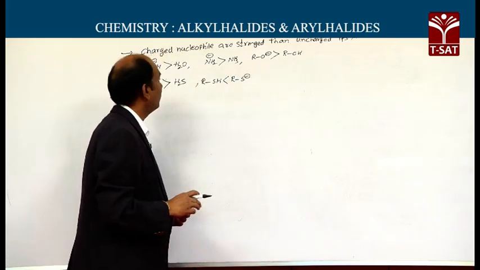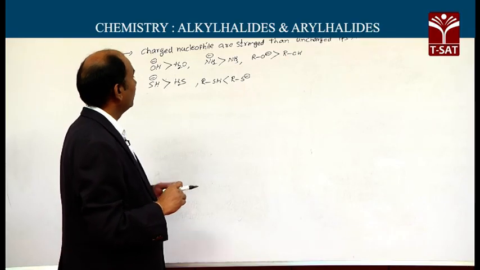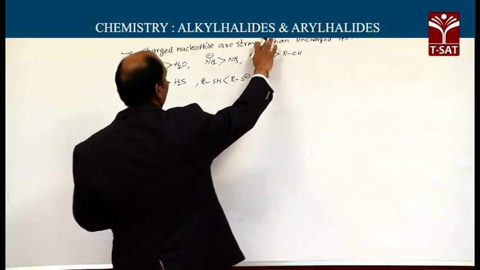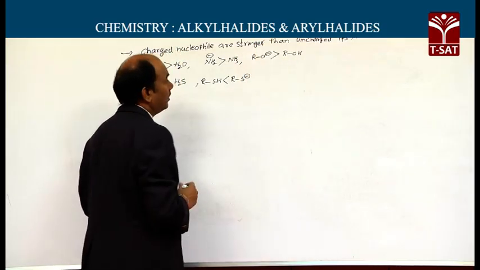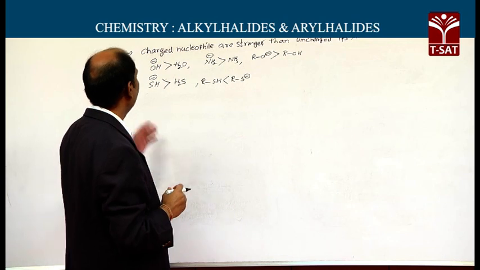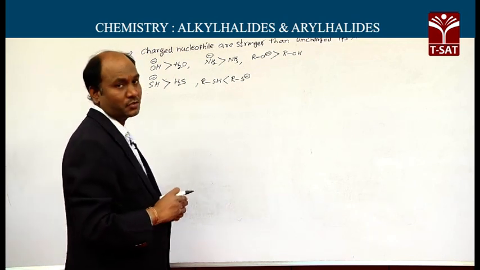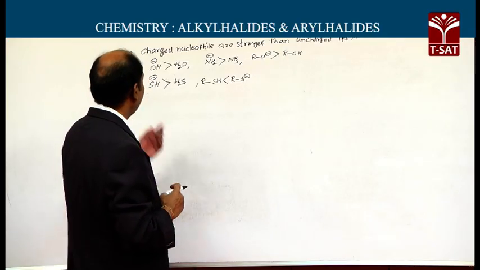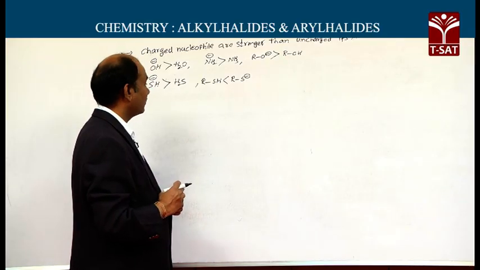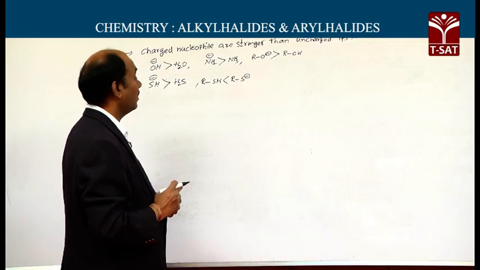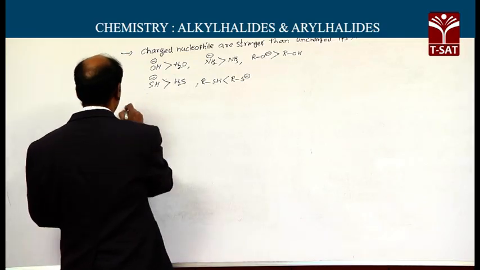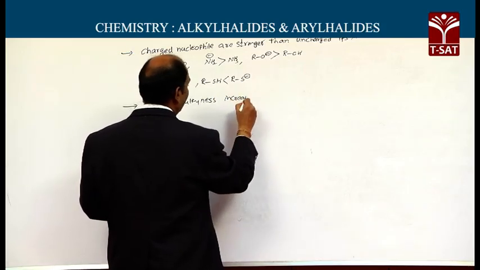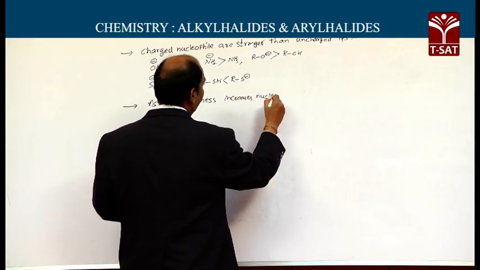This is regarding nucleophilicity: charged nucleophiles are stronger than their uncharged parent nucleophile. OH minus is greater than H2O, NH2 minus is greater than NH3, RO minus is greater than ROH, SH minus is greater than H2S, RSH is less than RS minus. Similarly, as the bulkiness increases, nucleophilicity decreases.